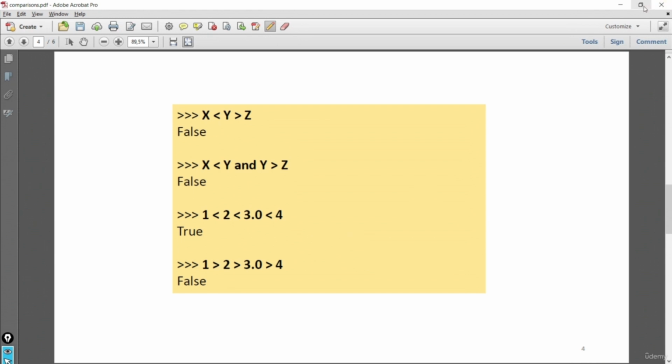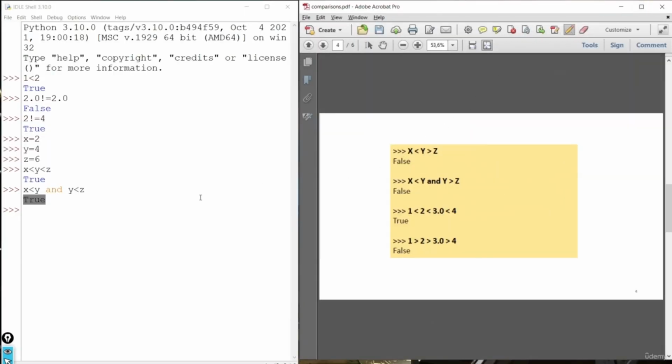So let's make some practice. So again, using the same values, we can check this comparison. X smaller than y greater than z. So the result is false. Okay, let me try this also. 1 smaller than 2, smaller than 3.0, that is smaller than 4. The result is true.